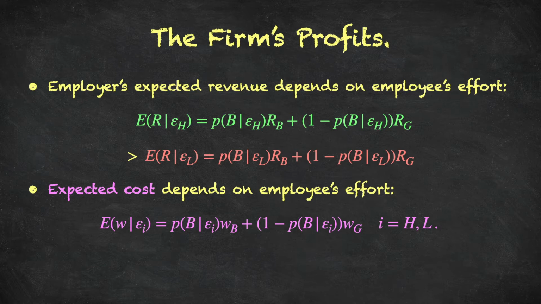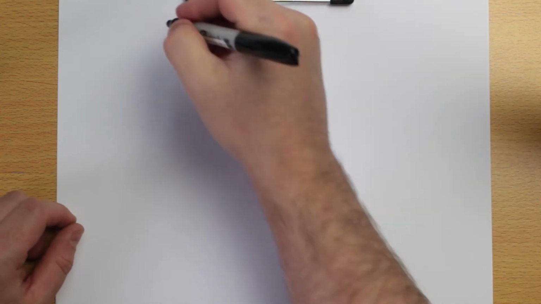So we take the probability of the bad state conditional on the level of effort and multiply it by the wage in the bad state, and then add to this the wage in the good state multiplied by the probability of the good state conditional on the level of effort that the employee is choosing to exert, either a high effort or a low effort. So let's go on paper now and develop a graphical tool, isocosts, for analysing the firm's expected costs in this model. Okay, so let's examine the firm's costs a little more.